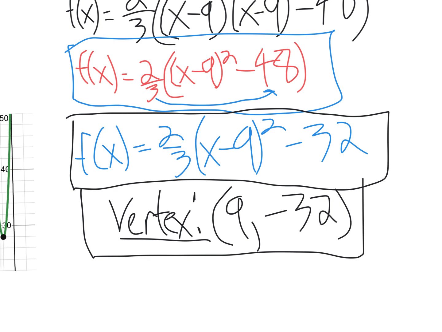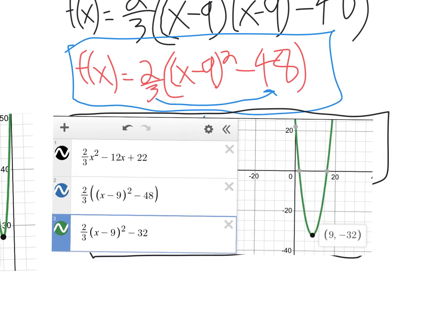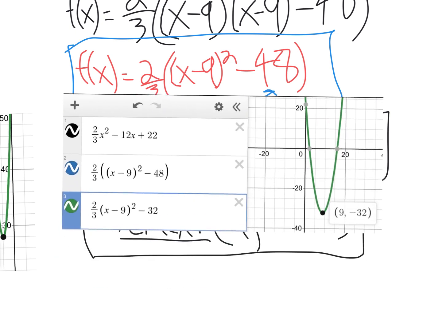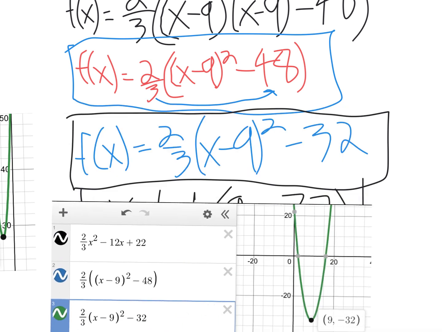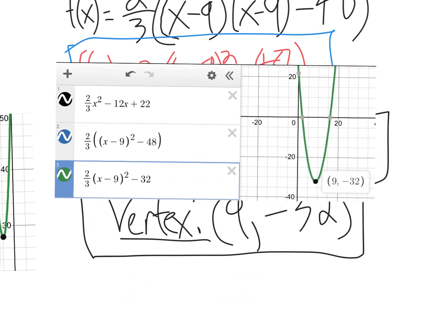So here I have it graphed in Desmos. I have the original, I have the answer that I wrote in red, and then the answer I wrote in blue. And you can see here I have the vertex labeled. So everything's lined up as it should be. They should all overlap. So yeah.